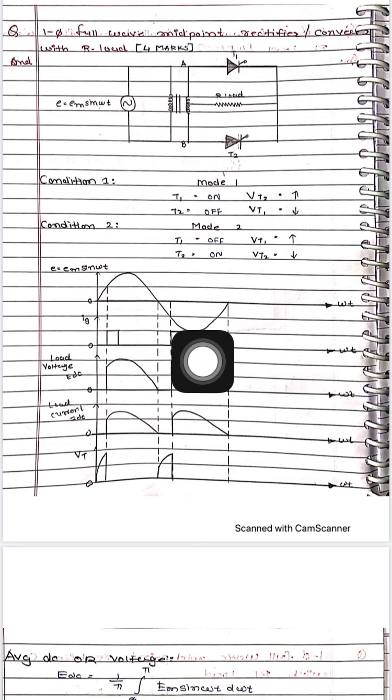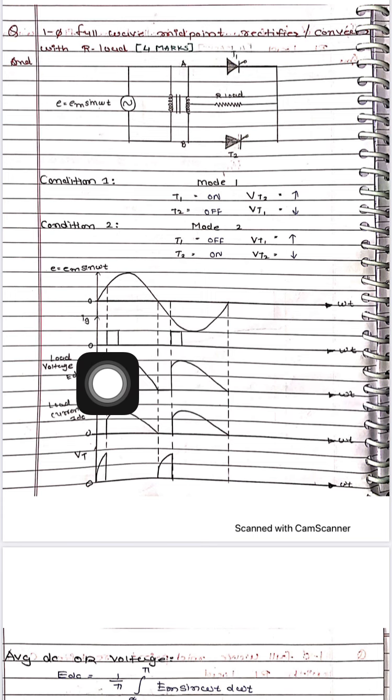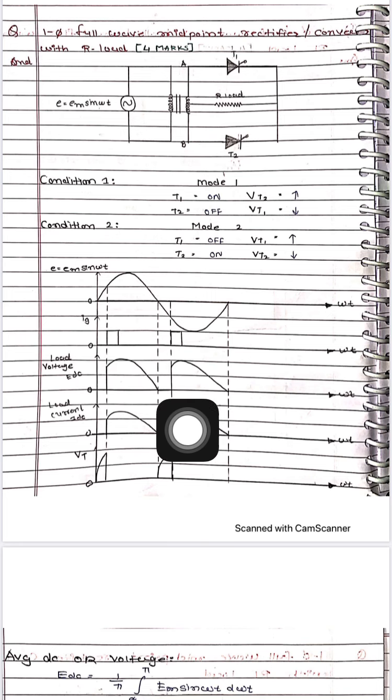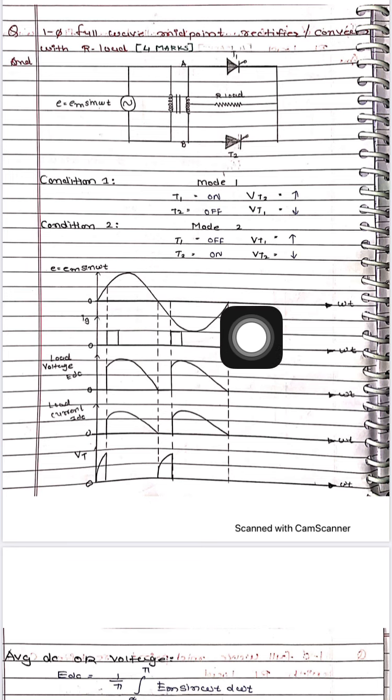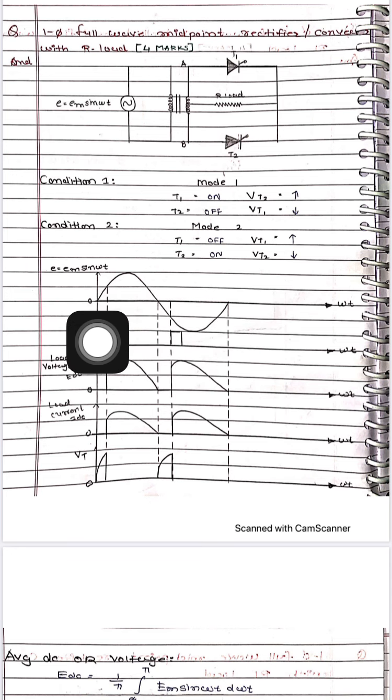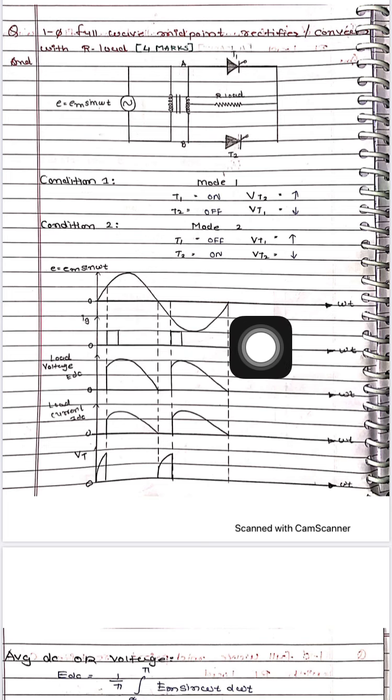Alpha is equal to 30 for T2 as well, but it is after pi, between 0, pi and 2 pi. So this gate pulse G2 has a time period of pi plus alpha 2, while here it is 0 plus alpha 1, right? Because we know these are the current cycles that will flow from 0 to pi to 2 pi, or we can say 0, 180 to 360.